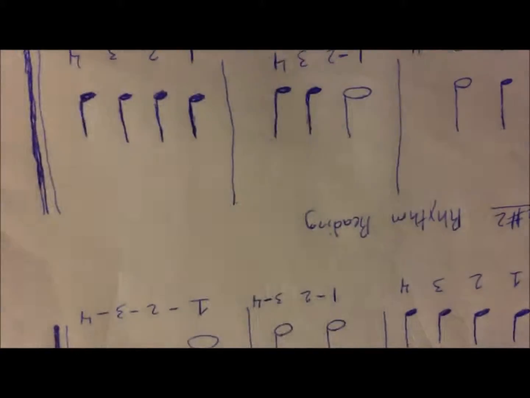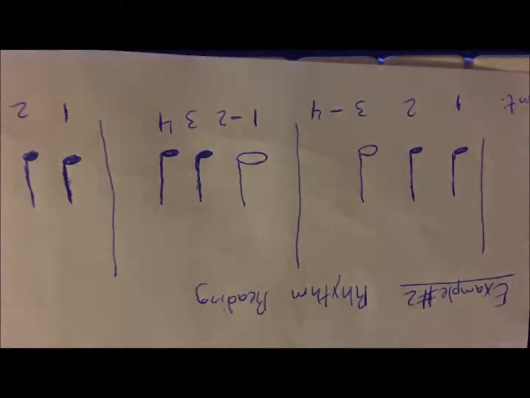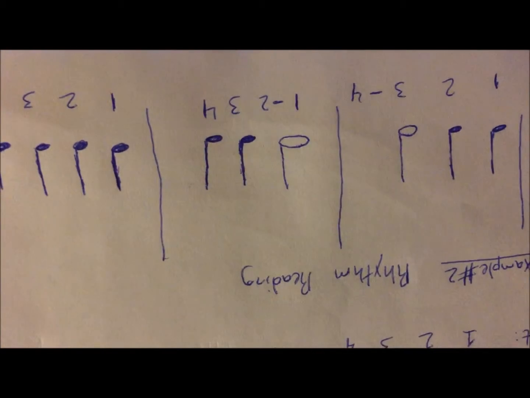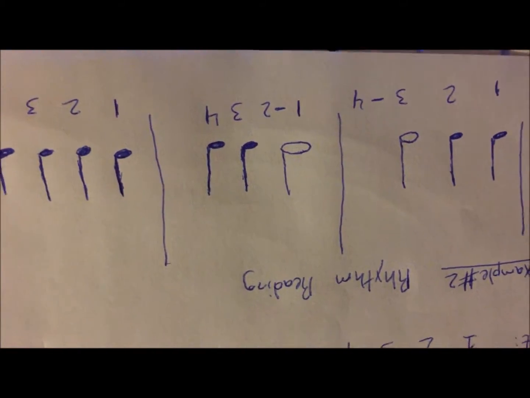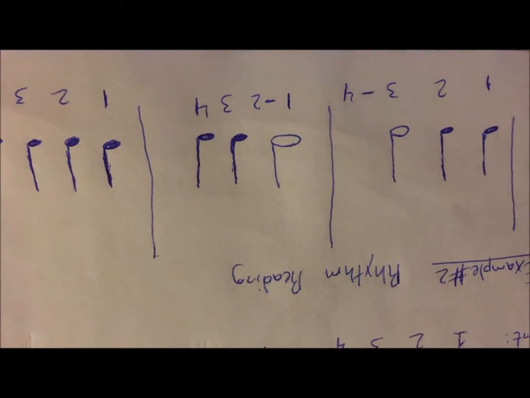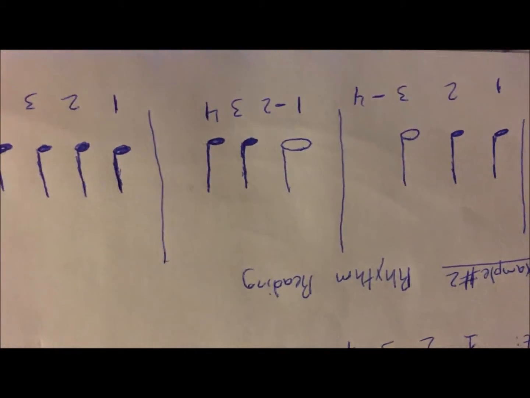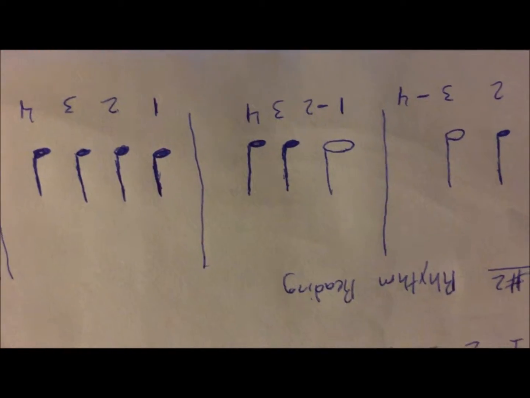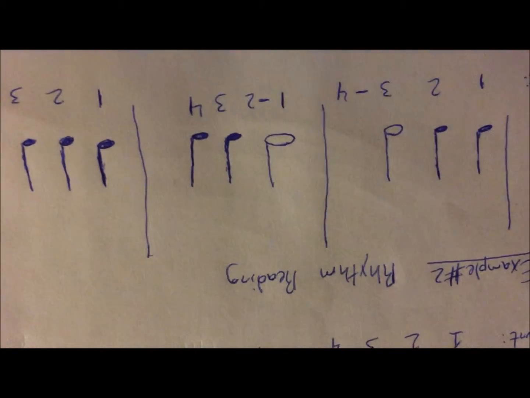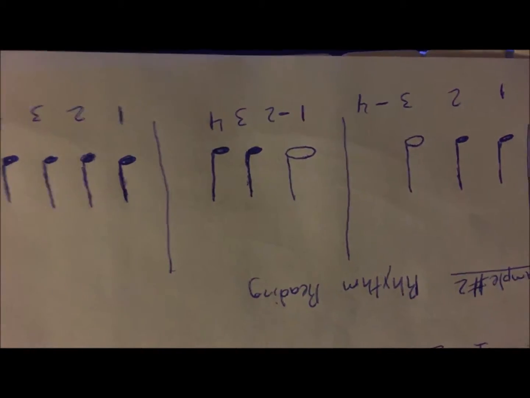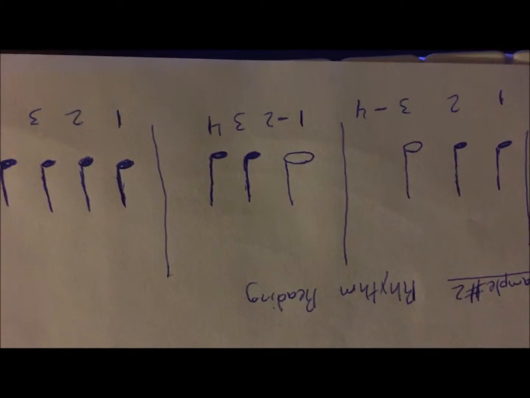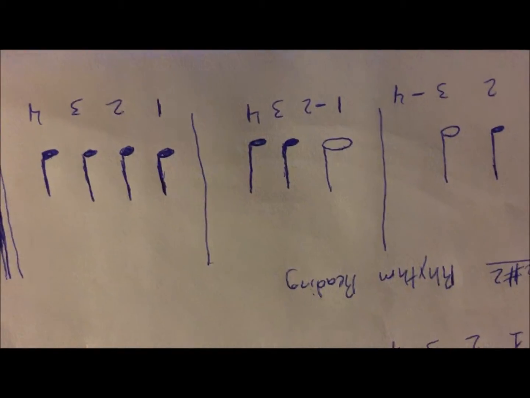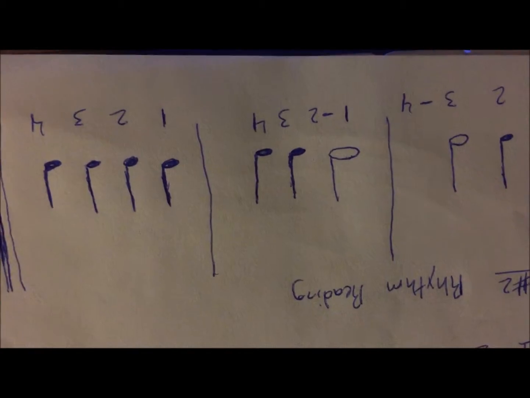Let's check out this example. We might count this example like 1, 2, 3, 4. 1, 2, 3, 4. 1, 2, 3, 4. Again. 1, 2, 3, 4. 1, 2, 3, 4. 1, 2, 3, and 4.